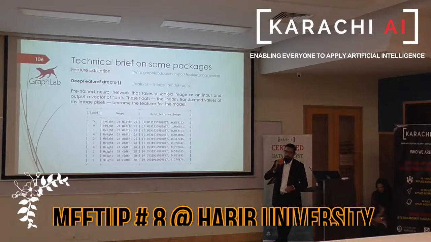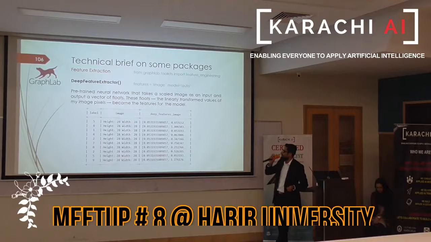But it's not always necessary that you pass an image. What you can do is, for example, use a deep feature extractor, which is a pre-trained neural network model. If you pass an image to it, it spits out the features it extracted from that image. So for example, with a 28 by 28 image, it will extract some of the features which it thinks differ from the other images, which you can then use to train some other model.